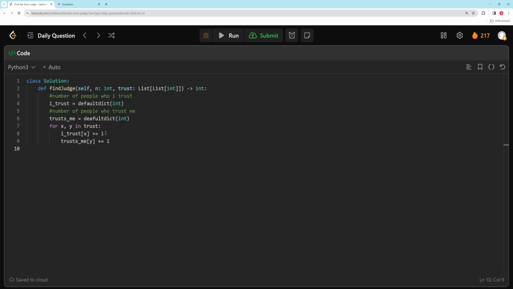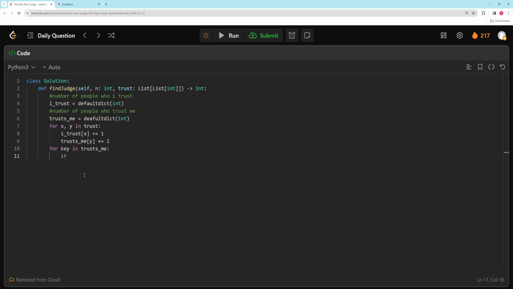And then all we have to do is, like I said, look through the keys in trust me, because as long as n is greater than 1, that will always be the case. So in order for there to be a judge, if n is greater than 1, that judge has to be in this dictionary. Everyone has to trust that judge. So we can say for key in trust me, and then we can just check for those 2 conditions.